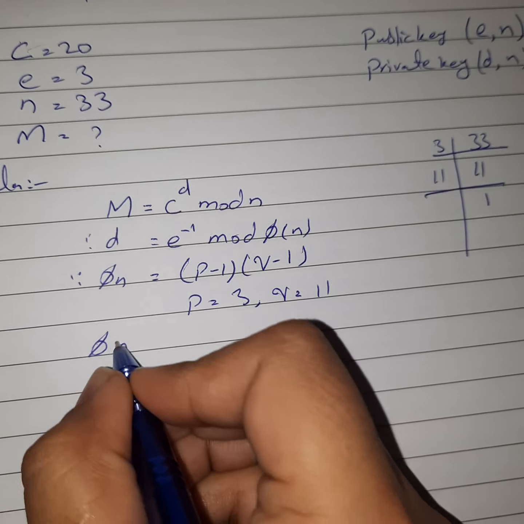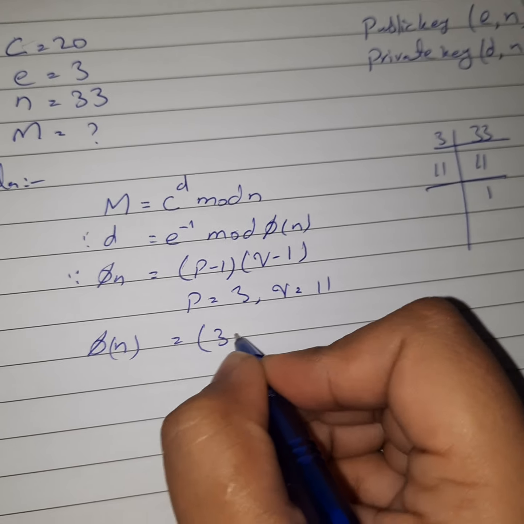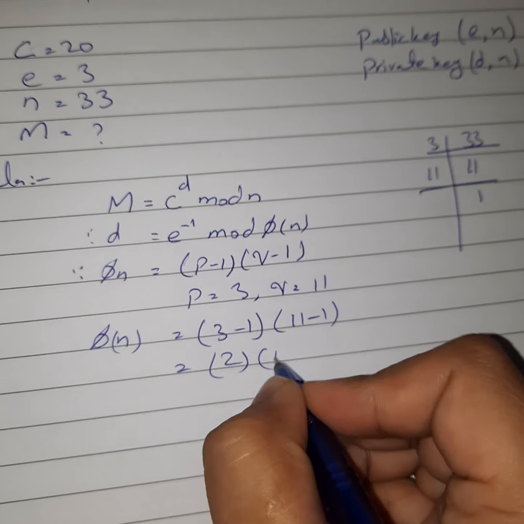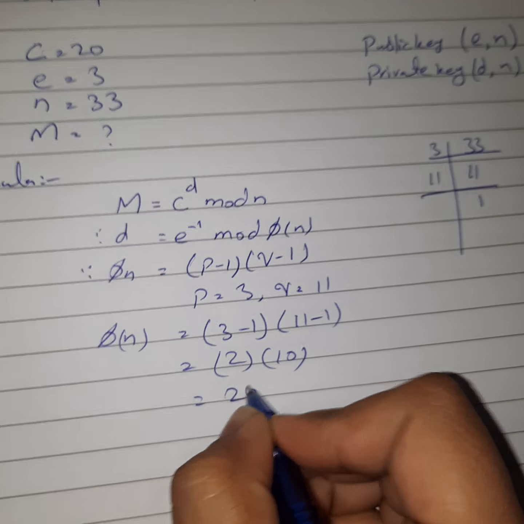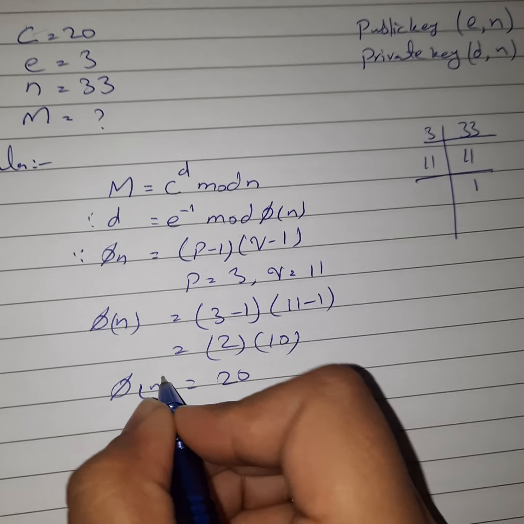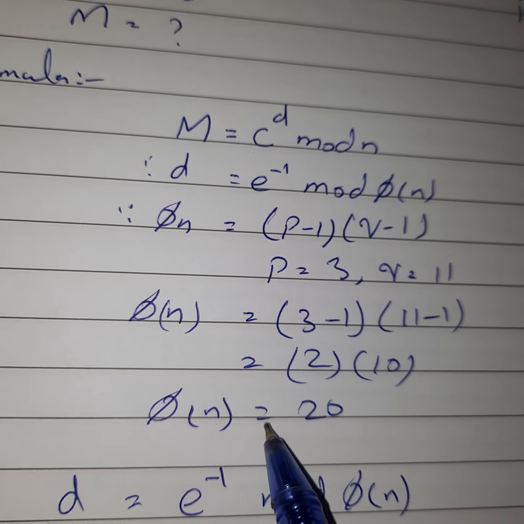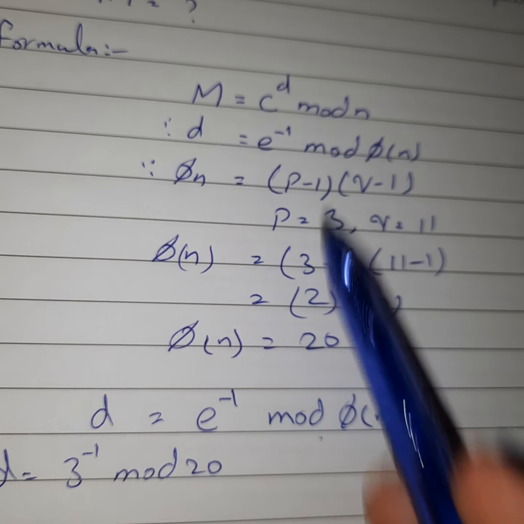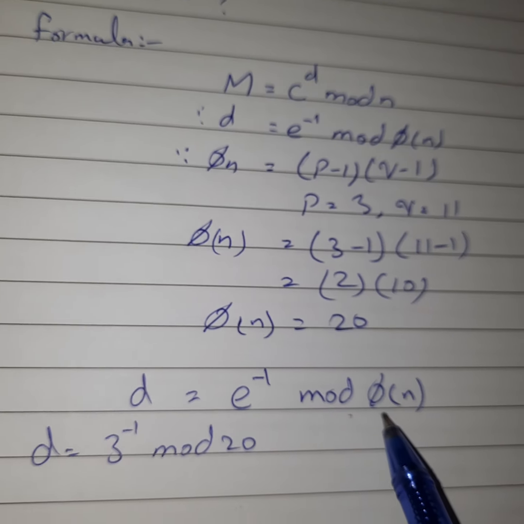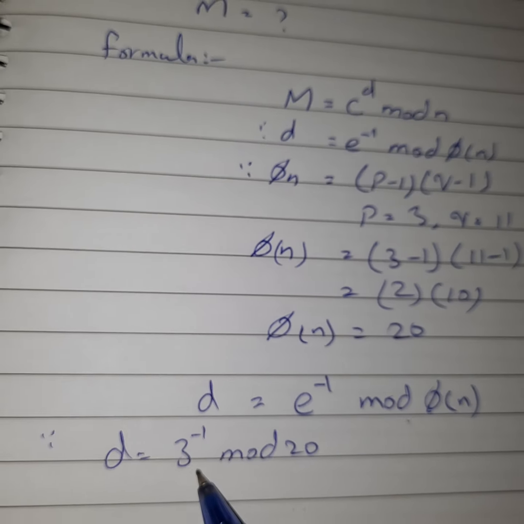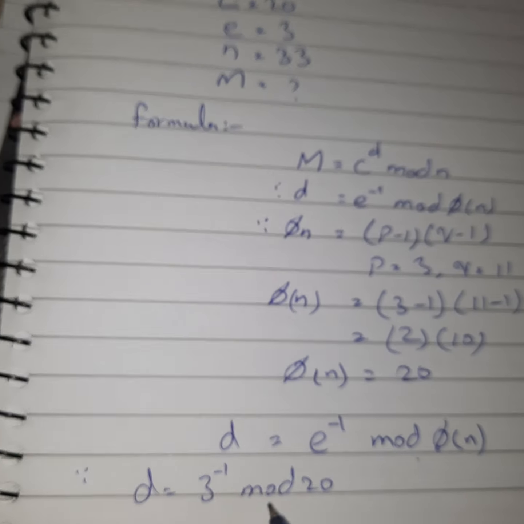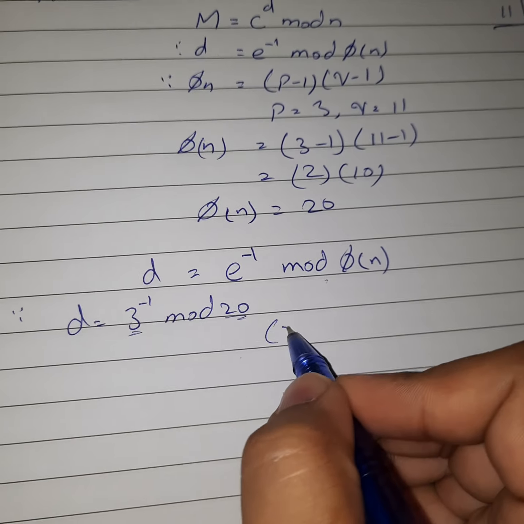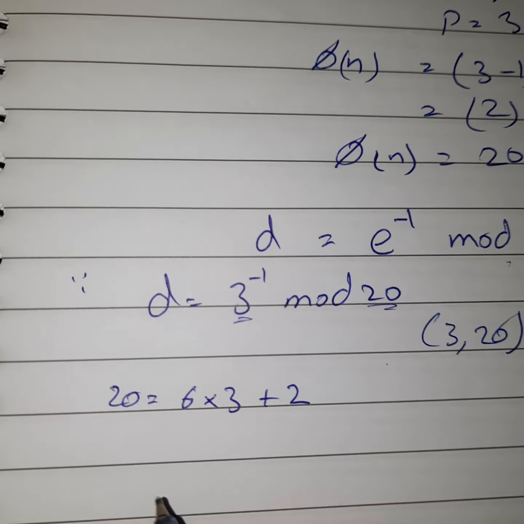We can solve it as 3 minus 1 and 11 minus 1. We have 2 and 10, and 20 as phi of N. Putting this value of phi of N in the formula for D, E inverse mod phi of N, E is 3, so 3 inverse mod 20. We'll solve for 3 and 20 now.